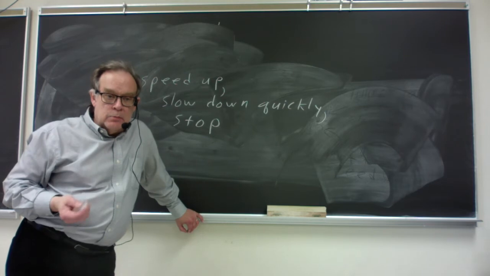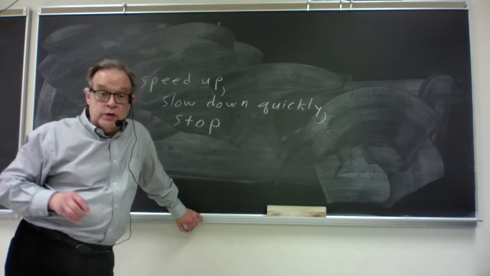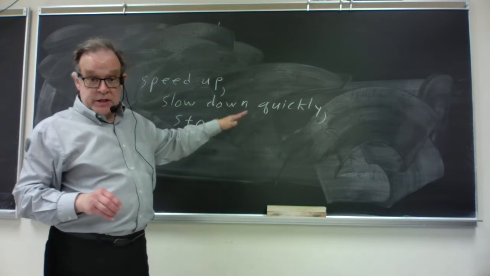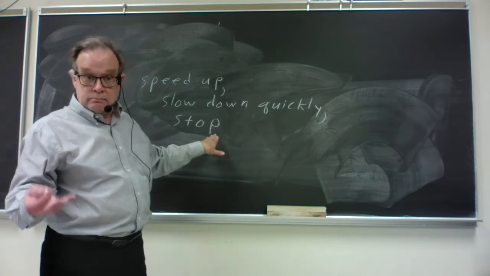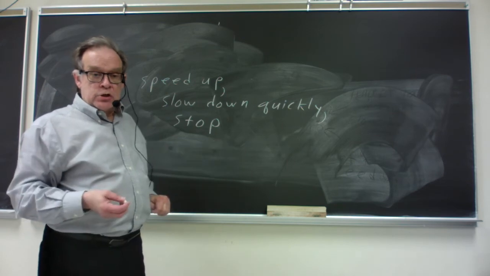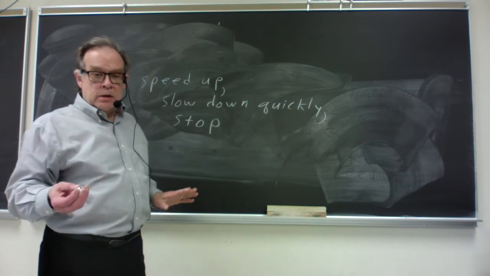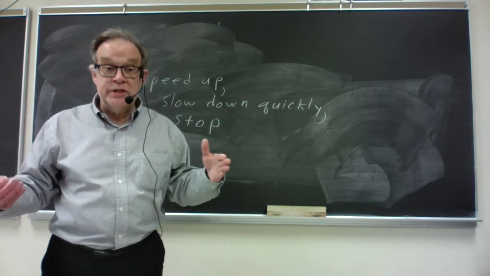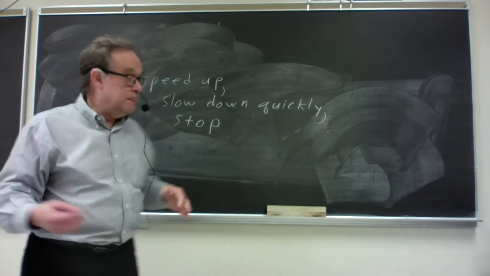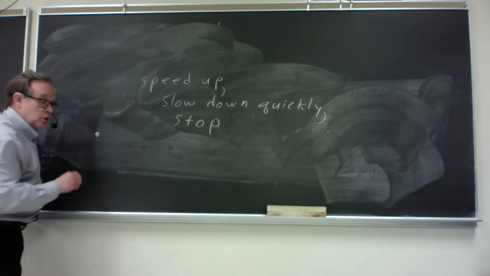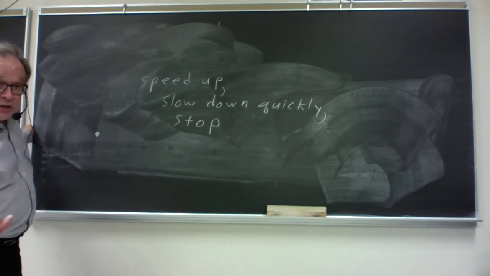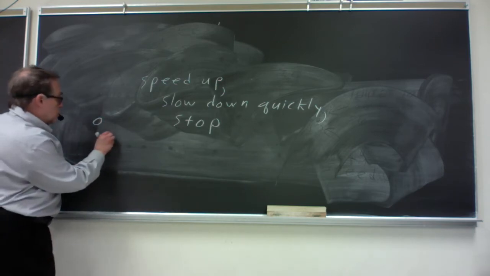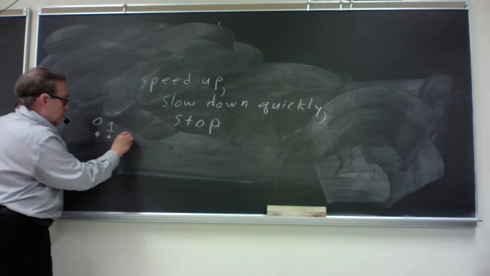So we want a motion diagram that represents all 3 of those different types of motion: speeding up, then moving in the same direction but slowing down, and then not moving at all. Speeding up would be represented by a motion diagram with increasing spacing as time goes by. So here's where I am right when we start watching and start thinking about the motion. And then at the end of one time interval, there I am.